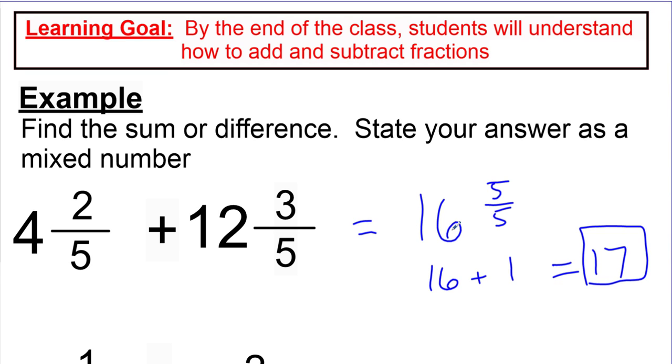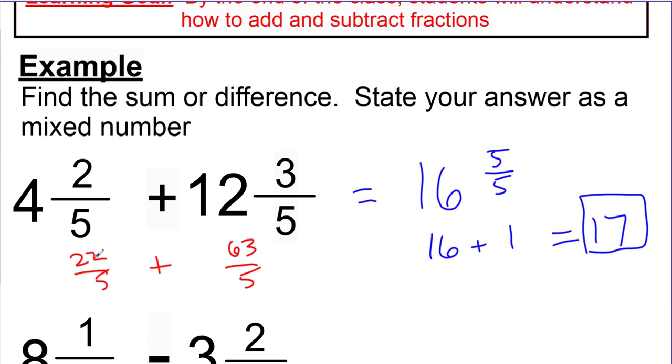Here's the other way. The other way is to turn these into improper fractions and say, in this case, 5 times 4 is 20, plus 2, 22/5. Okay? And then I can say 5 times 12 is 60, plus 3 is 63/5. Okay? Then in this form, I can say denominators are the same, so I'm allowed to add these together. Right? And now I'm going to say 22 plus 63 is 85/5. And by the way, 85/5, if you do 85 divided by 5, you're going to get 17.